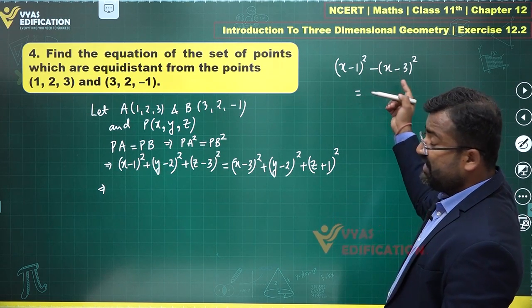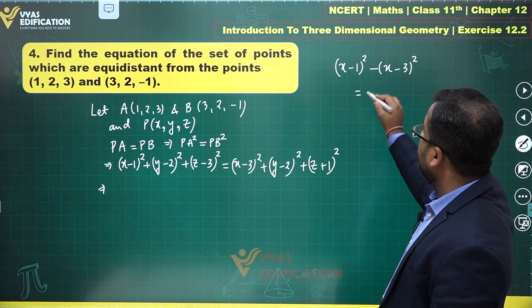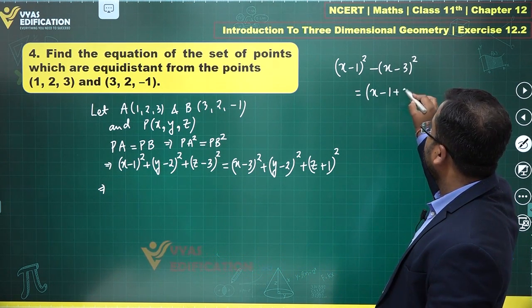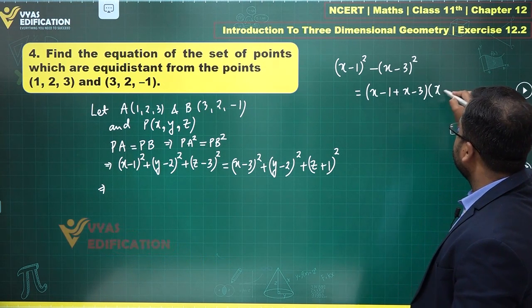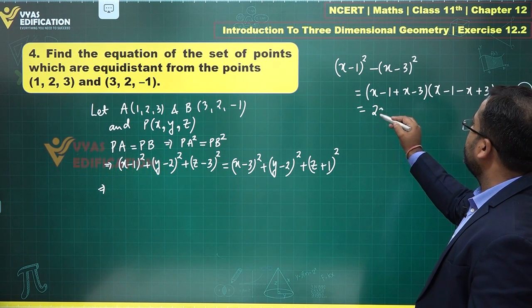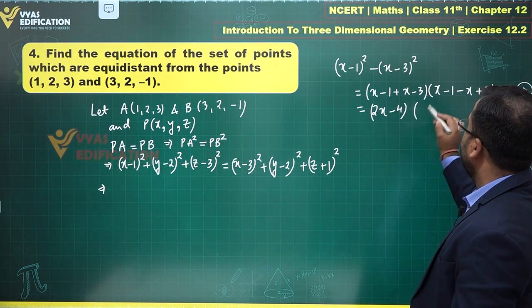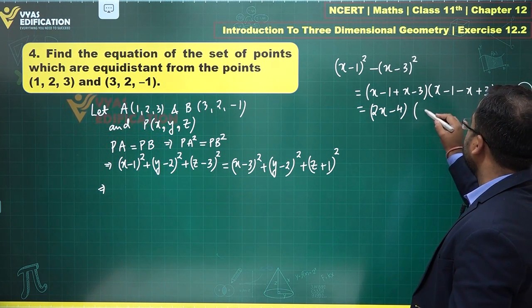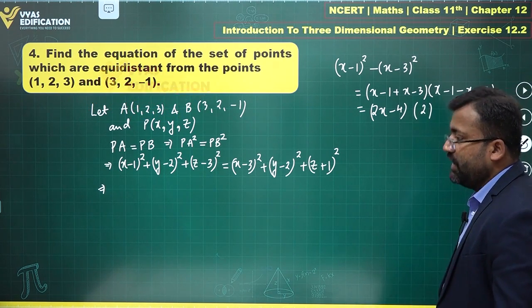If you add a square plus b, a square minus b square, what you'll get is a plus b, a minus b. And do you see that this will simplify as 2x minus 4, the sum of both of them. The difference will be x gets cancelled, 3 minus 1 will become 2. This is what you get.